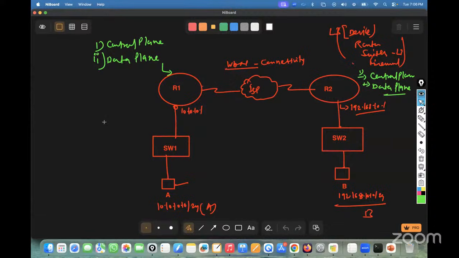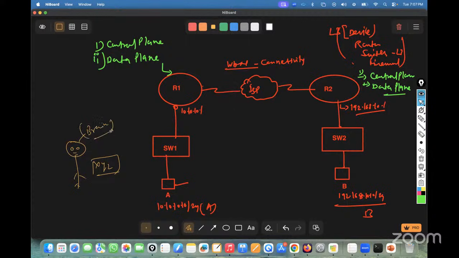The control plane is just your nervous system. It's the brain. Just think about this: let's suppose I have a very bad drawing, and Mr. XYZ here is feeling thirsty. Who is going to give you the idea that you are feeling thirsty? Which body part is going to give the instruction that you are feeling thirsty? It's the brain.